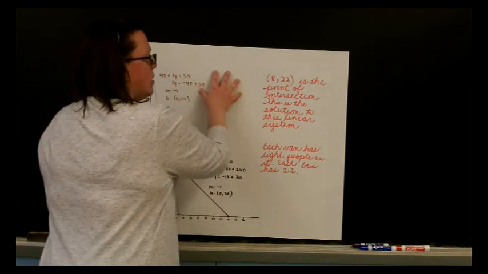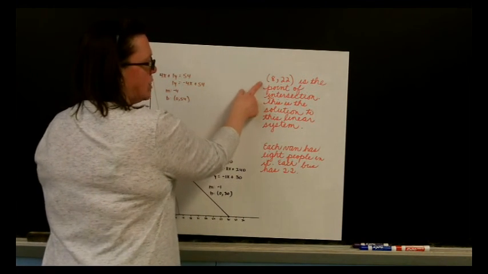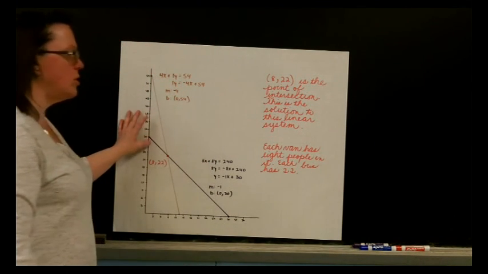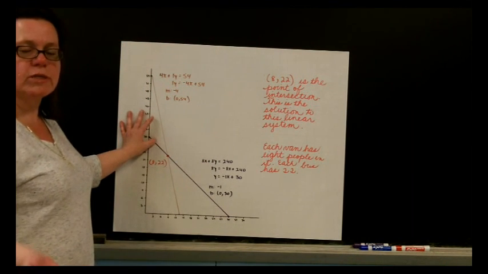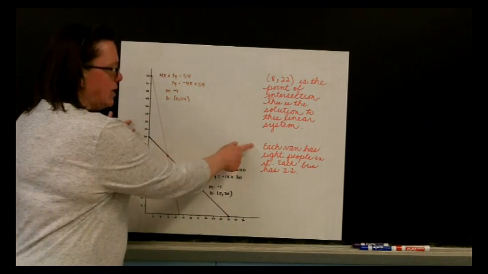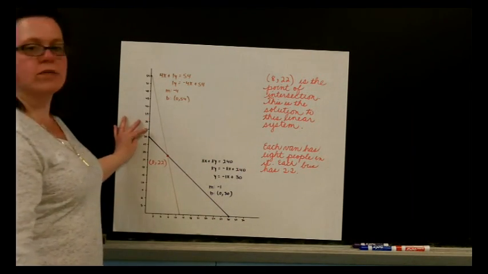So what I wrote over here is just a short explanation. 8, 22 is a point of intersection. This is the solution to this linear system. So what does it mean for this word problem? It means that each van has 8 people in it, and each bus has 22.